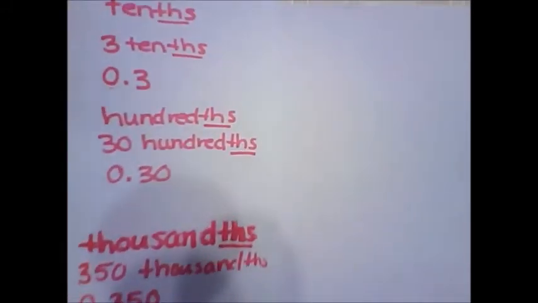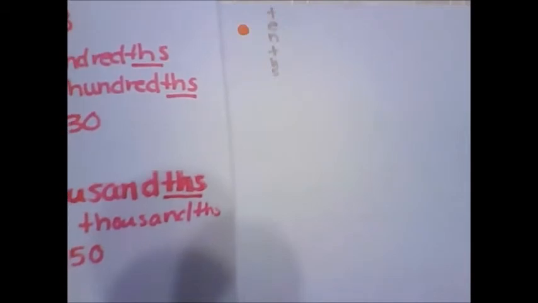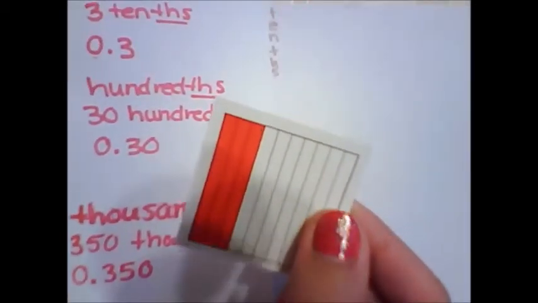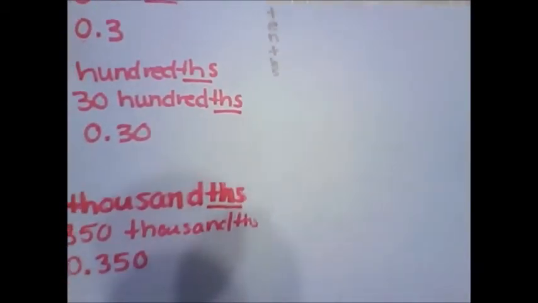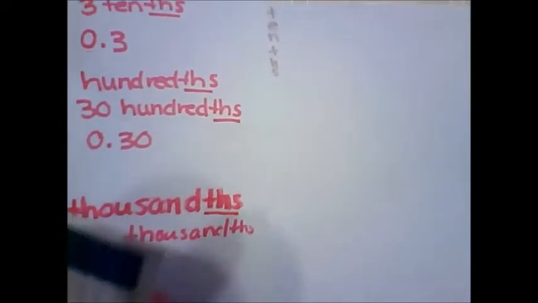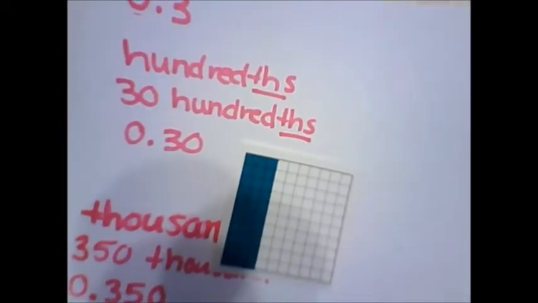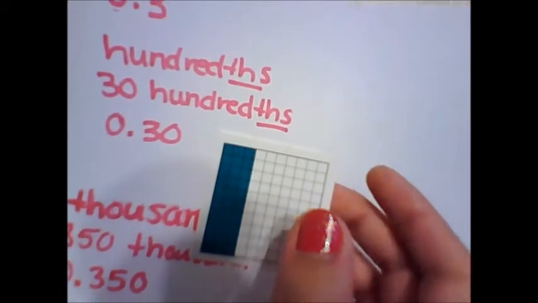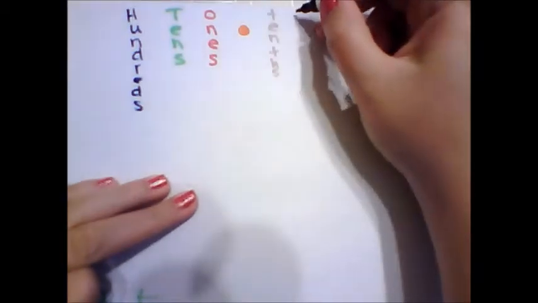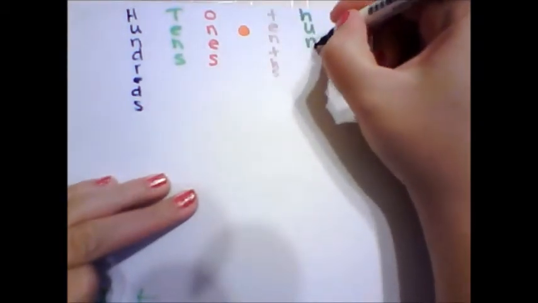Our next place value, when we cut up those tens, we turn everything into hundredths. 30 pieces shaded, and we called that 30 hundredths. So that is our next place value. I'll do that in a darker green. Hundredths.